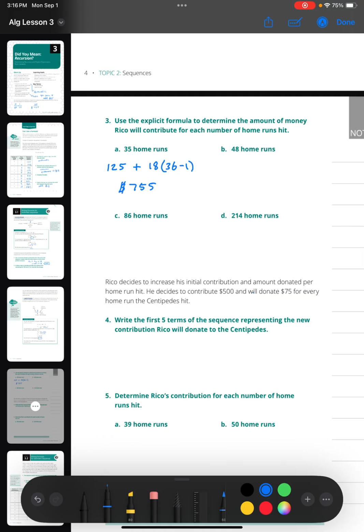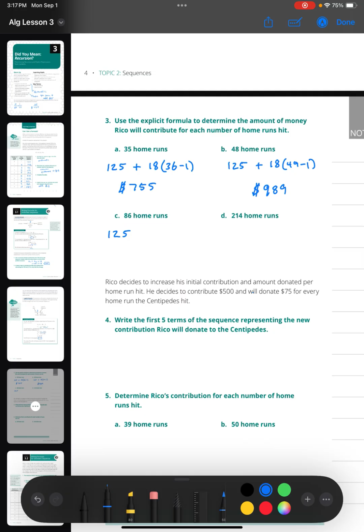So for 48 home runs, they'd all look just like that. So 125 plus 18 times 48 would be the 49th term. So 49 minus 1. And for that one, we would get $989. Now would probably be a good time to pause the video, see if you can fill in C and D, and then unpause it and see if it matches what you were thinking.